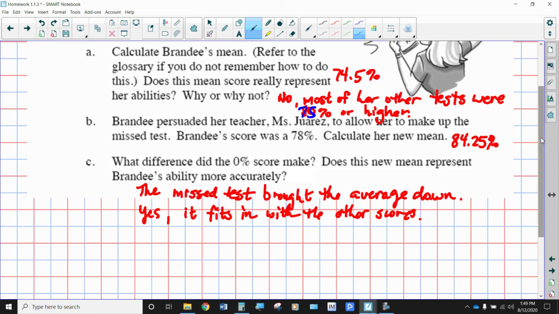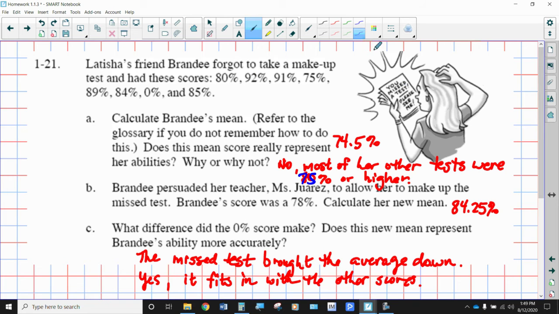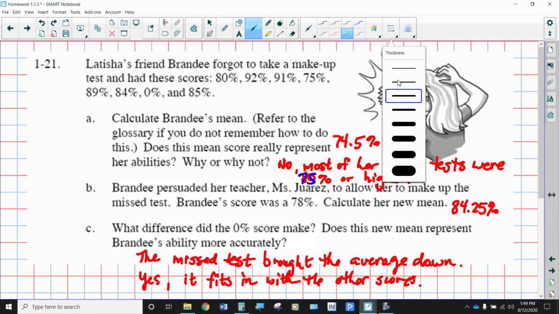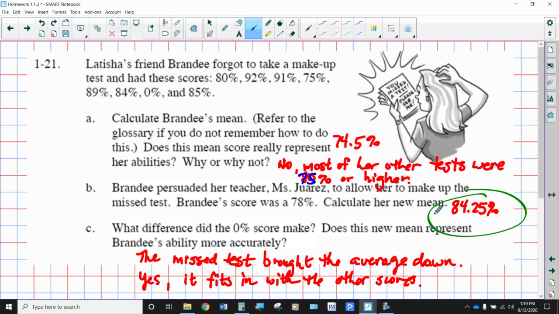Now let's take a look. Remember, we talked last year about the difference between median and mean. Let's find the median of all of these scores and see if that doesn't get us pretty close to this average. So we take the lowest first, then 75, and then we've got an 80 and an 84. And then there's an 85. So we've got the 80, the 84, the 0, the 85.